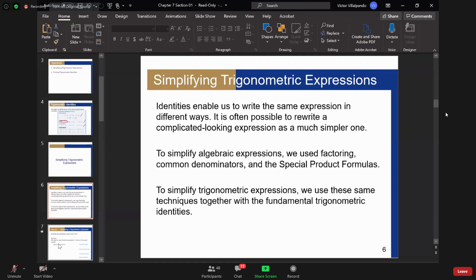So we have some information first. They mention identities enable us to write the same expression in different ways. So it's often possible to rewrite a complicated looking expression as a much simpler one. To simplify algebraic expressions, we use factoring, common denominators, and special product formulas. So to simplify trigonometric expressions, we use the same techniques together with fundamental trigonometric identities. So trigonometric identities and a lot of algebra.